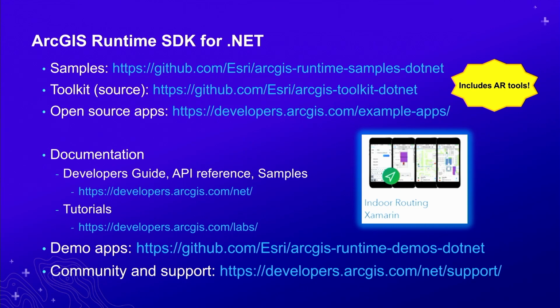The toolkit I mentioned is available as a NuGet package, but we also have the source available on GitHub, so you can look at that source code as well, and that can come in handy if you need to maybe make a tweak to one of these tools. Make it do something a little bit different for your purposes. I also want to point out that the toolkit contains AR tools now as well, some really cool AR stuff that you can do.